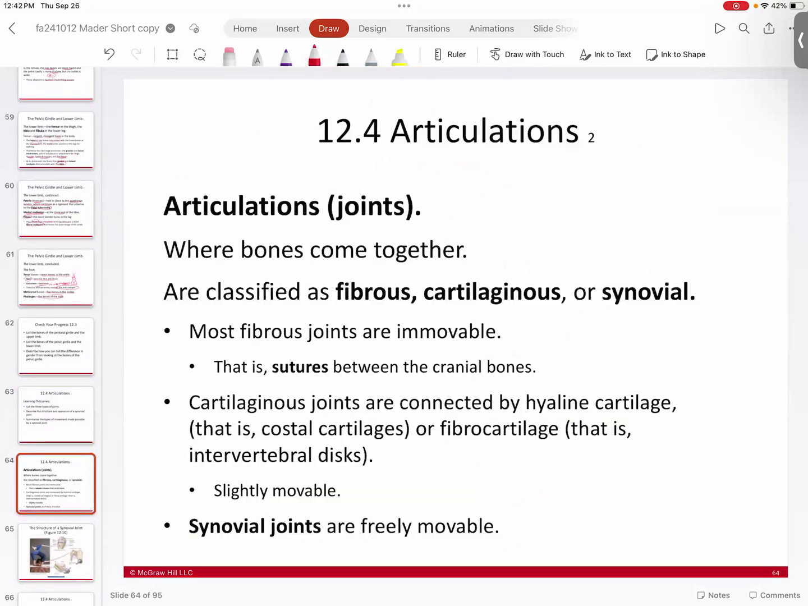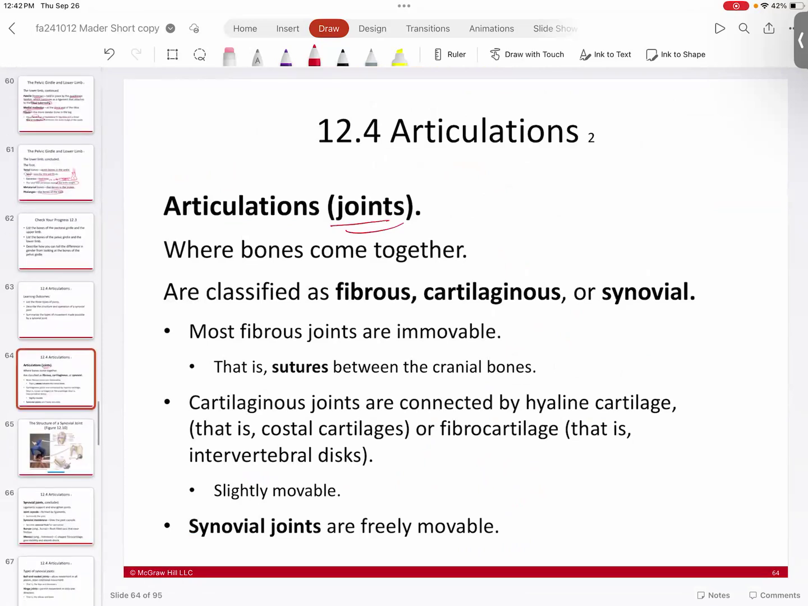Articulations basically is a fancy word for joints. So this is basically where your bones are coming together. You have a couple of different types of joints: fibrous joints, cartilaginous joints, or synovial joints. Most of the fibrous joints are immovable. For instance, skull sutures are immovable cranial joints.